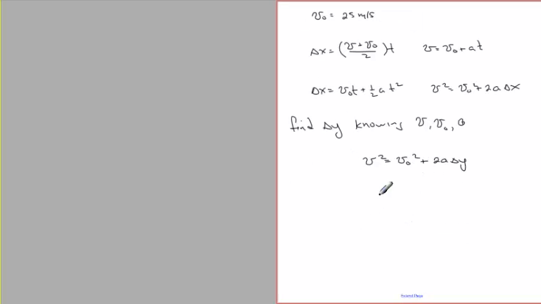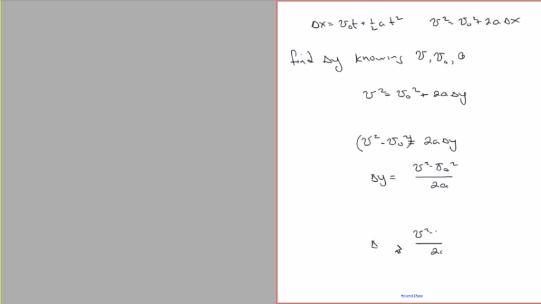And if we solve for that, the first thing we do is subtract V0 squared from both sides. So we get this. And then we divide by 2a to get delta y by itself. So we get delta y is equal to this quantity here, V squared minus V0 squared divided by 2a. So that's what we want to do.